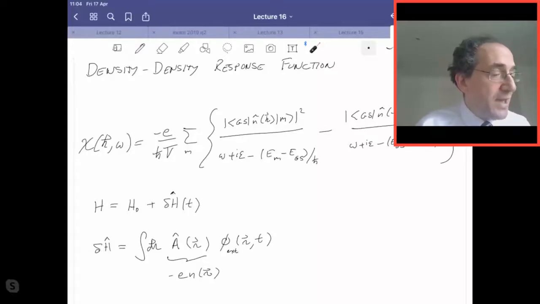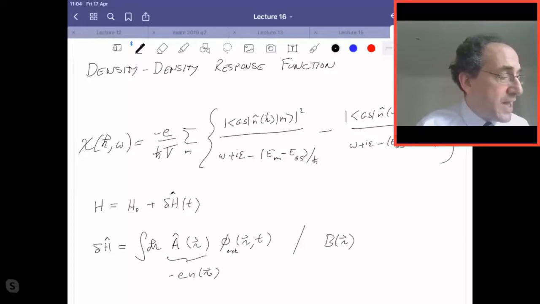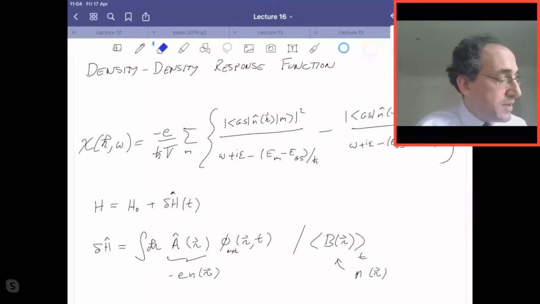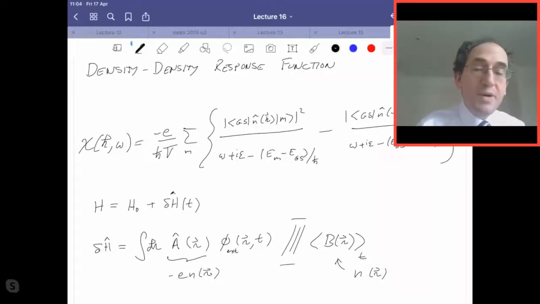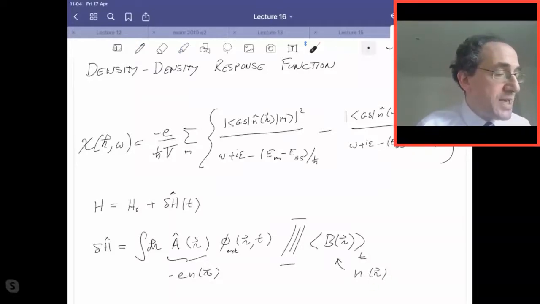This operator generally A, and then after some time we measure some operator B of r. We want to measure that as a function of time, and we chose to measure again the density operator. So we're perturbing the system with a potential that couples to the density, and then at some later time we again measure the density at some position at some time. Okay.